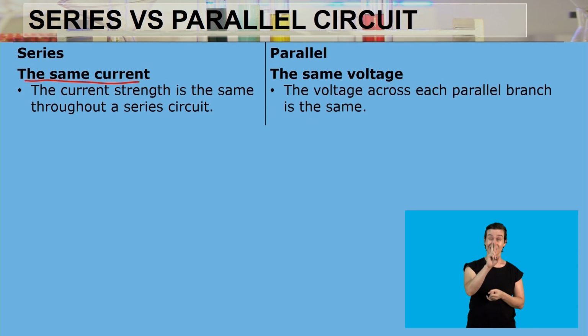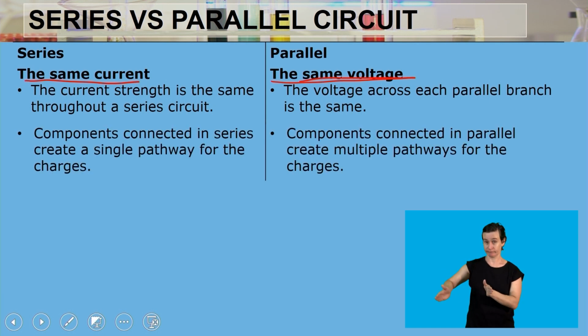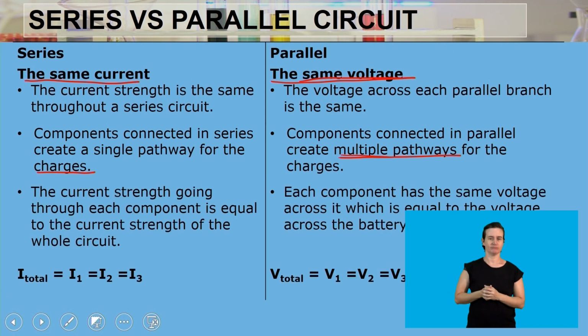Now, in series, as you have said, current remains the same, and in parallel, the voltage is going to be the same. The current strength is the same throughout this series circuit. However, in parallel, the voltage across each parallel branch is going to be the same. Furthermore, components connected in series create a single pathway for the charges. As we have said, in series, there's only one pathway for the charges to take, whereas in parallel, there's more than one. There could be two pathways, or three, or even more. So there's more than one pathway for the charge to follow, moving from one point to the other.